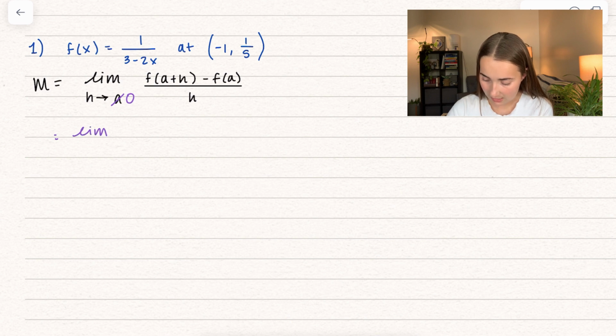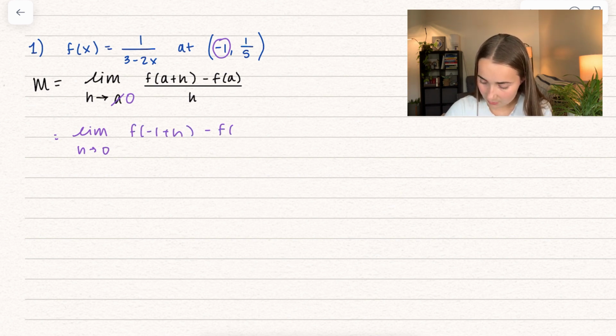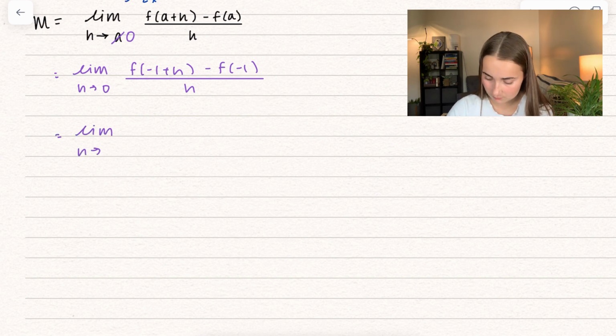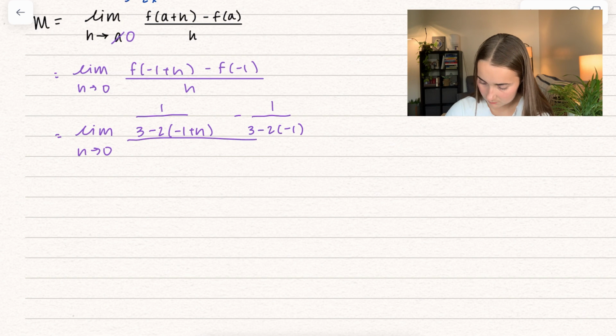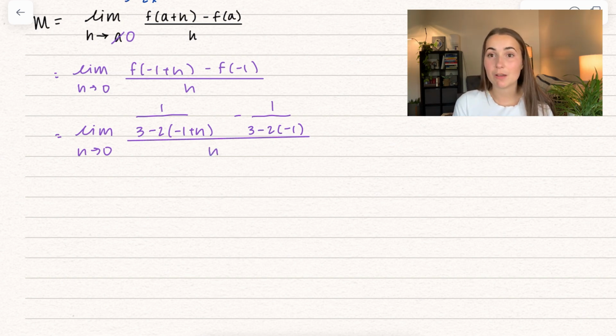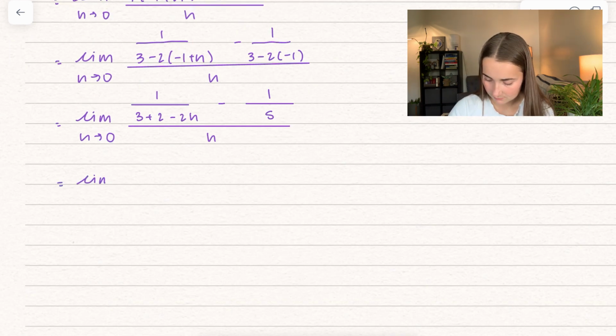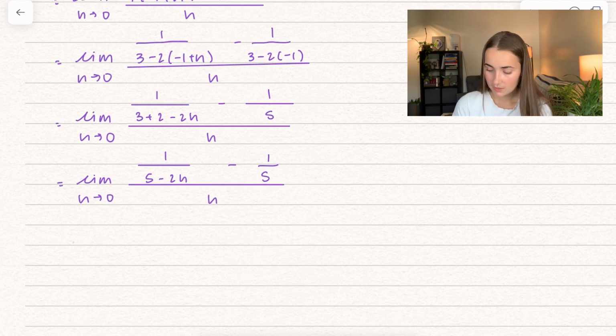I'm going to take the limit as h approaches 0, and now my a is going to be negative 1. So I have f of negative 1 plus h minus f of negative 1 all over h. I'm going to go ahead and plug in what we know. Okay, I plugged in my inputs, and now I want to go ahead and simplify that out a little bit. So my limit doesn't change, but I'm going to simplify the numerator. So notice now we have a lot of fraction action going on.